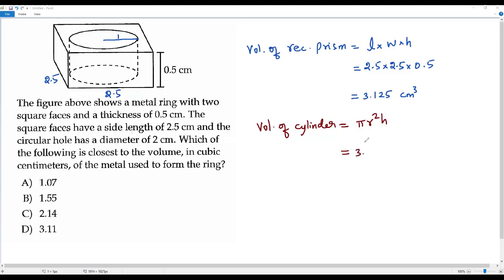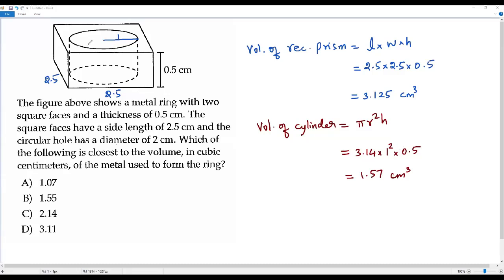For pi we know the approximate value is 3.14, and r is the radius of the cylinder. In this case it's 1. The diameter of the hole is 2 and the radius is half of it. Half of 2 is just 1, that is 1 squared. And the height is the same, that is 0.5 is the height of the cylinder or the hole. We can plug in 0.5 for h. So 1 squared is 1, and we can multiply all three values. Let me multiply 3.14 times 1 times 0.5. When I do the multiplication, I'm getting 1.57 centimeter cube. So the volume of metal in the hole is 1.57 centimeter cube.